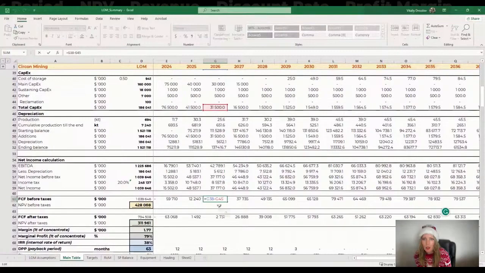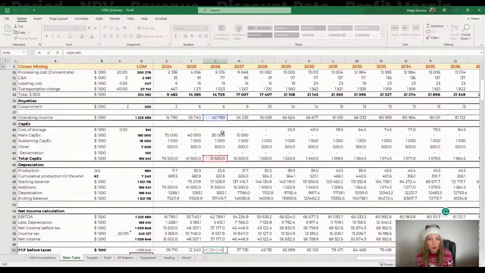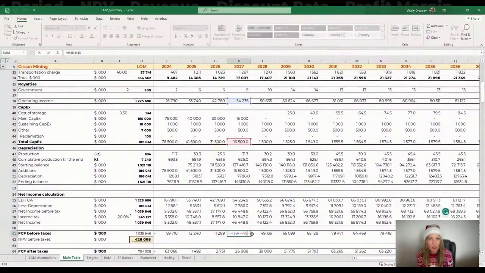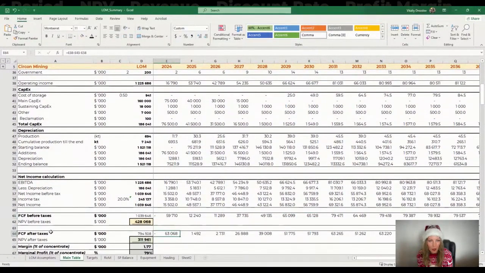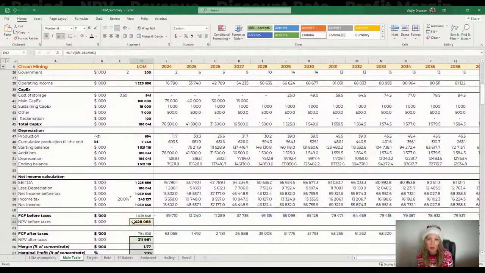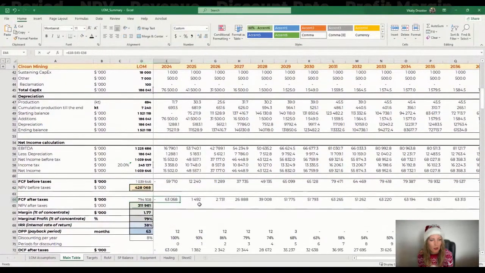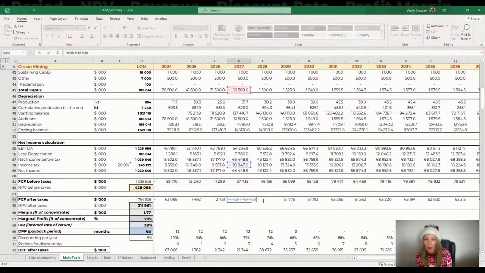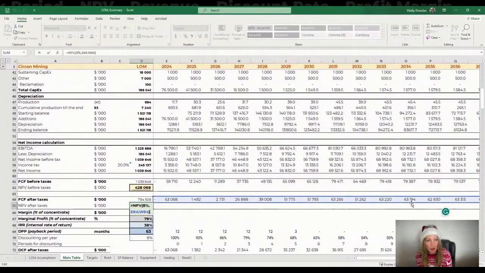Next up, we'll determine the free cash flow before taxes. This is done by subtracting total capex from operating income. And following this, we'll calculate the pre-tax NPV. All we need to do is apply the correct formula in Excel. Excel, in this case, is doing a great job. It has a lot of formulas like that, and we can conveniently use them as we need.